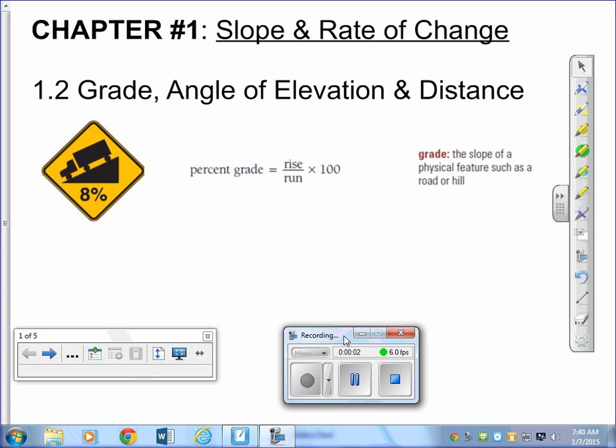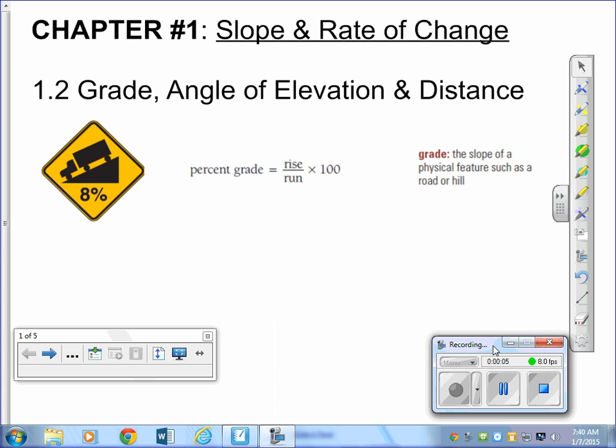Well, hello and welcome to the second part of Chapter 1. In Section 1.2, we are going to look at some more terms that you may or may not be familiar with. They are grade, which refers to the slant of a road mostly, or a physical feature. We're also going to talk about angle of elevation, the angle of depression, and then the relationship to distance.